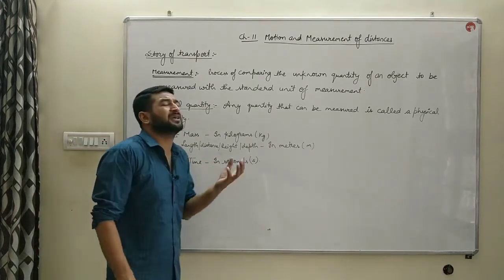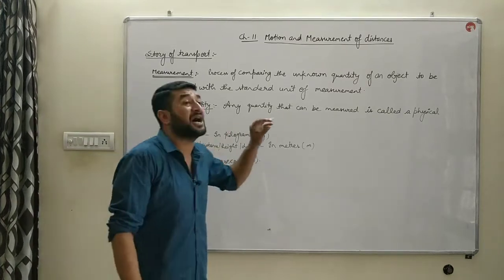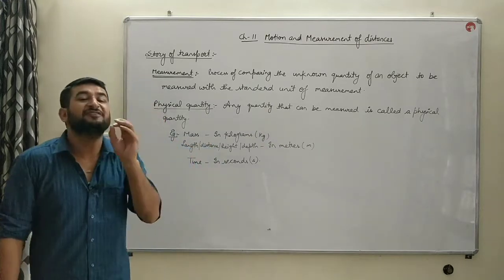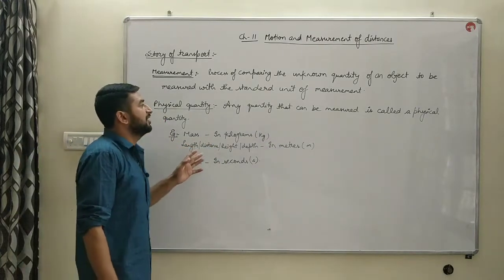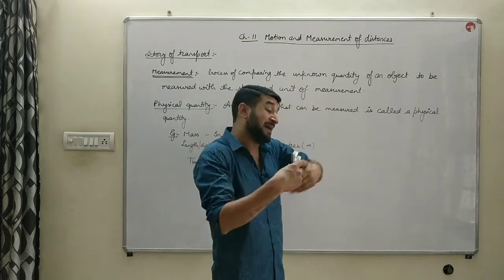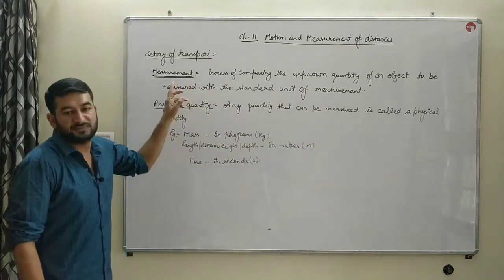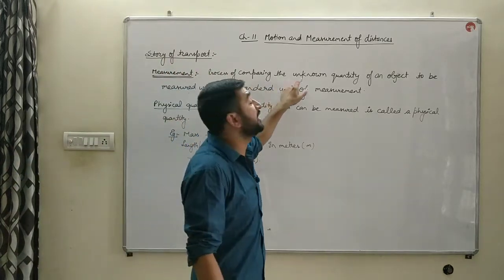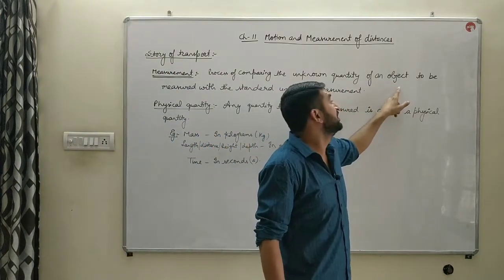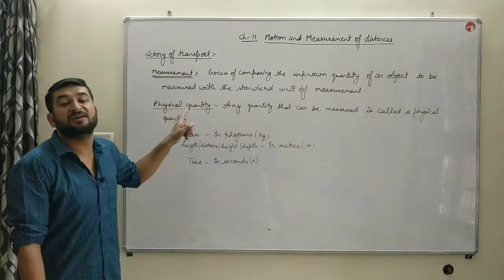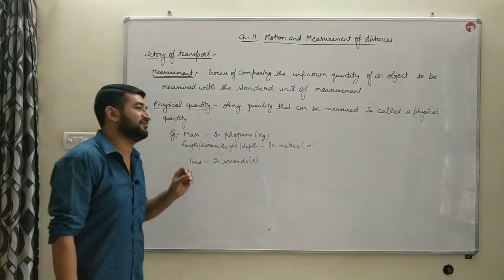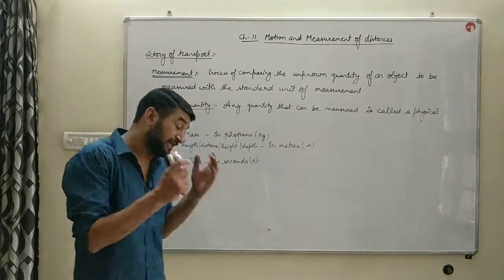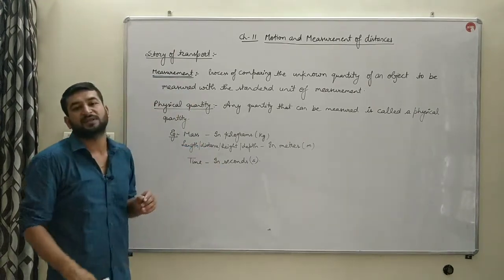What is measurement? It is the process of comparing the unknown quantity of an object, which we don't know, with the standard unit of measurement. That comparison is known as measurement. So what is measurement, bache? It is the process of comparing the unknown quantity of an object to be measured with the standard unit of measurement. That process is known as measurement.